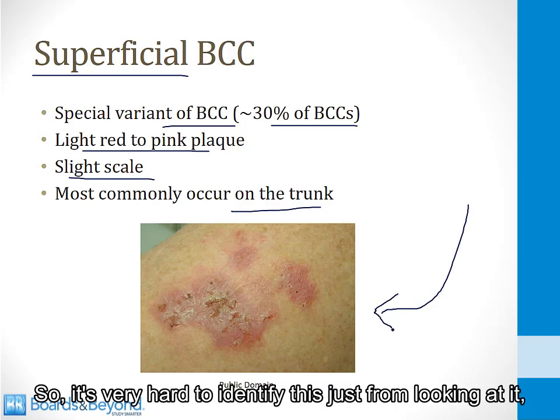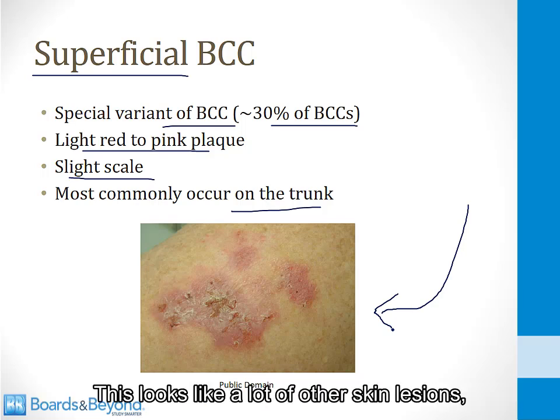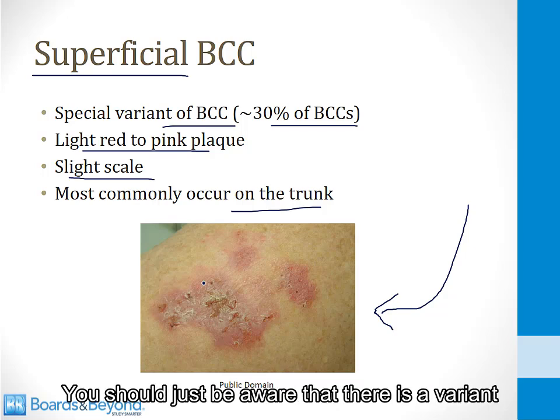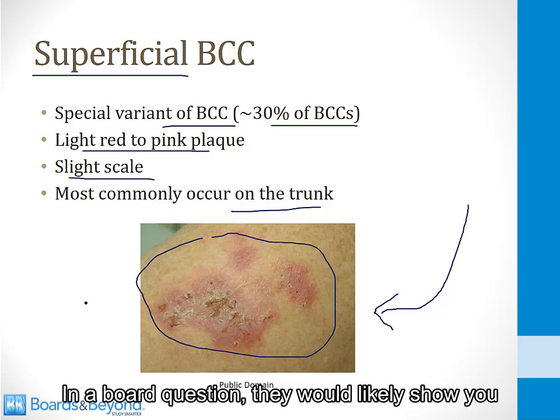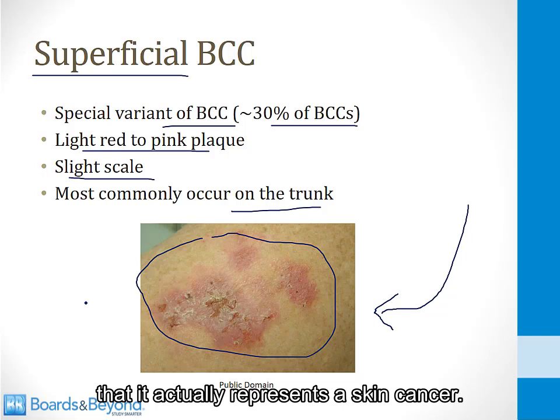So it's very hard to identify this just from looking at it, especially at the med student level. This looks like a lot of other skin lesions, psoriasis, some other skin disorders. But you should just be aware that there is a variant of basal cell carcinoma that looks like this. In a board question, they would likely show you or describe this lesion and then give you some other clues that it actually represents a skin cancer.